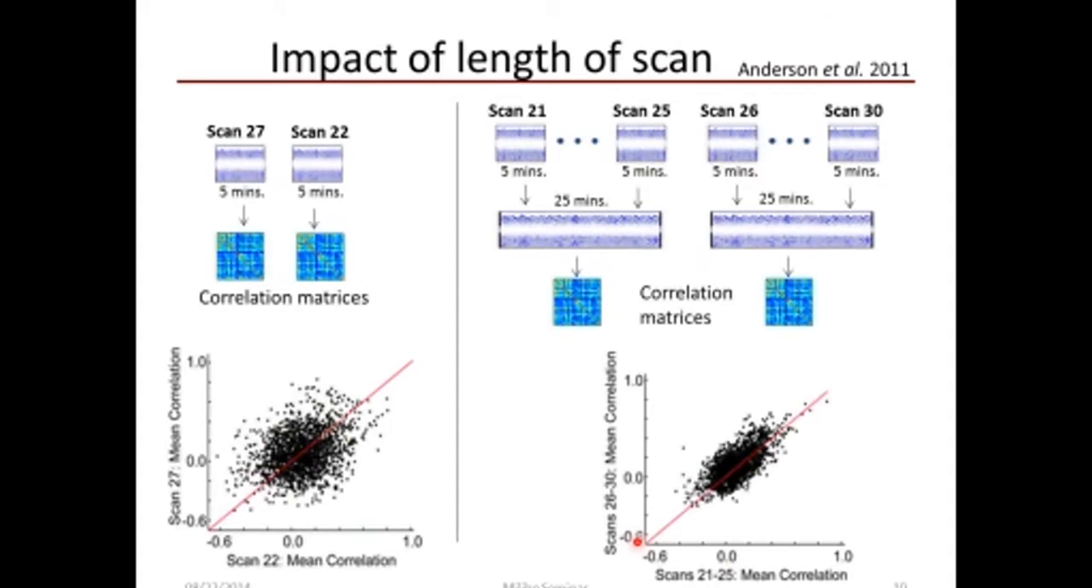The basic message from this paper is that if you use a 25-minute scan, you can get a more reliable network from a single subject. But if you use a scan that is longer than that, the value addition is not much. So this basically shows that depending on the length of the scan, the network could look different, and the reliability can also be very different.